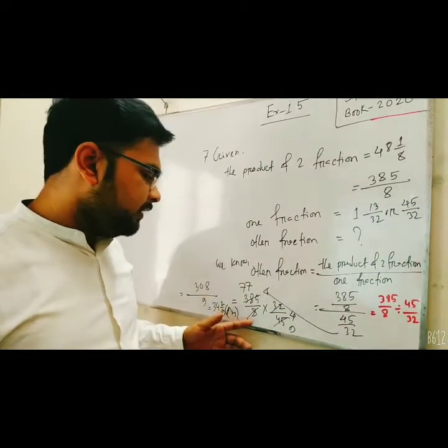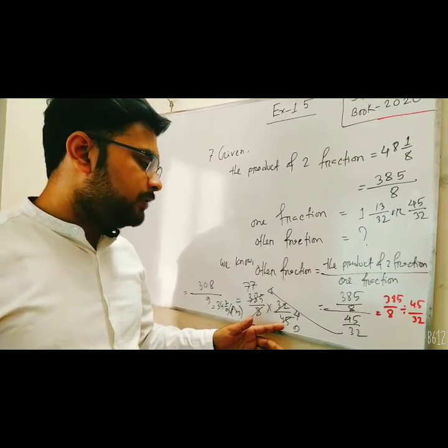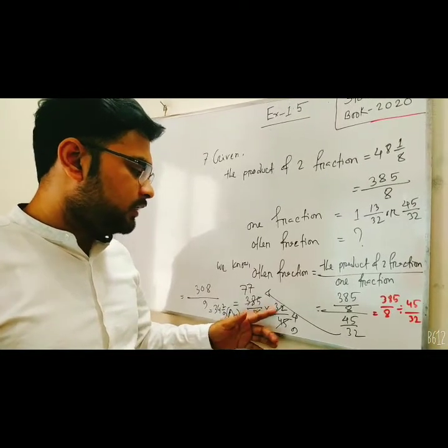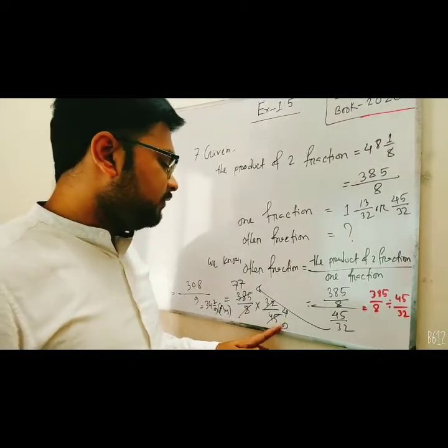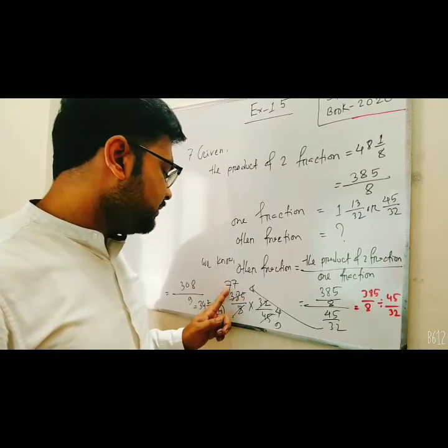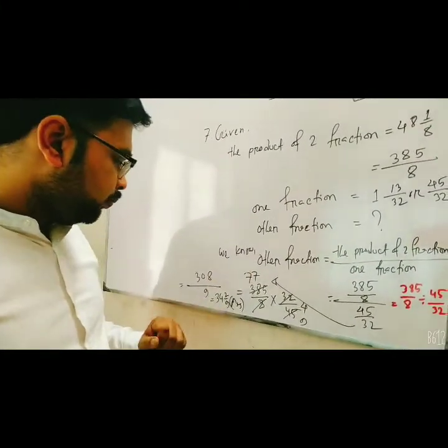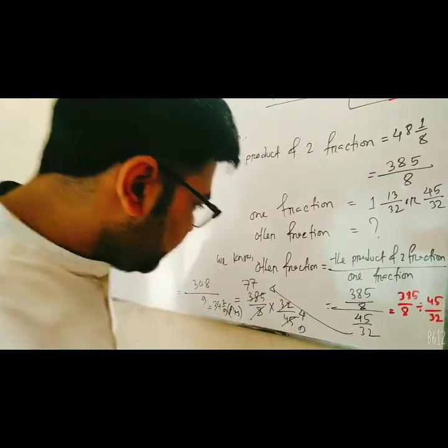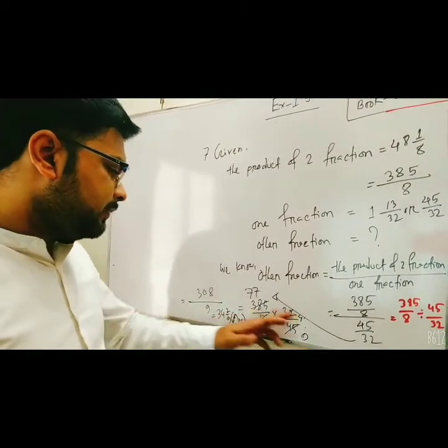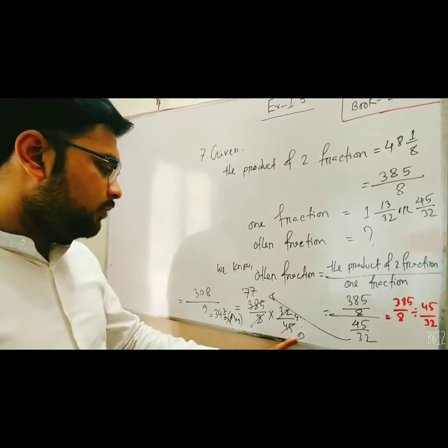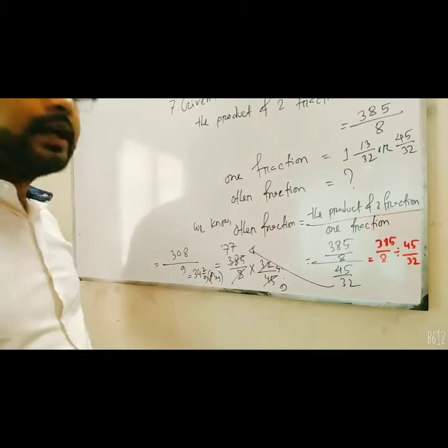So we can say 385 by 8 into 32 by 45. 32 is upper part, 45 is lower part, because it will be reversed and converted into multiply. 8 cut down 32, that means 4. 45 is cut down 385, 45 is cut down 5. 5 9s are 45, 385 cut by 5 is 77. That means 77 and 4. 77 is multiplied by 4, that means 308, and the denominator is 9. It will be converted into a mixed fraction, and we can say 34 whole 2 by 9.